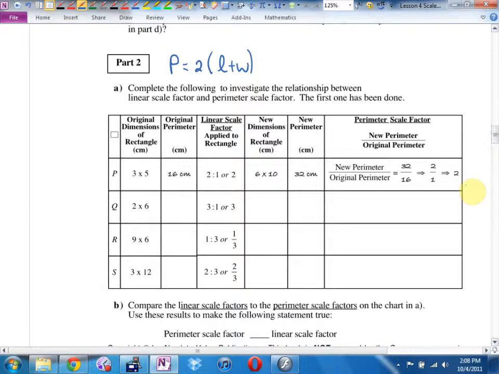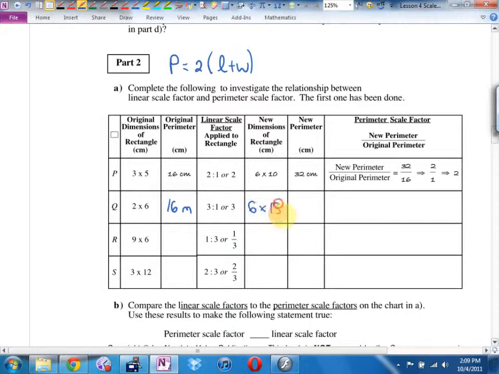What's 2 plus 6? Times 2. It's got a perimeter of 16. Now if I have a scale factor of 3, instead of 2 by 6, it's going to be 6 by 18. What would the perimeter of this be?